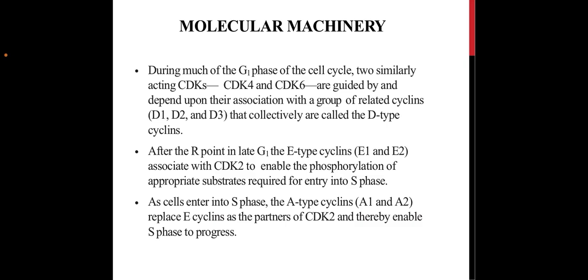After the R point in the late G1, the E-type cyclins E1 and E2 associate with CDK2 to enable the phosphorylation of appropriate substrates required for entry into S phase of the cell cycle. As cells enter into S phase, the A-type cyclins A1 and A2 replace the E cyclins as the partners of CDK2 and thereby enable S phase to progress.